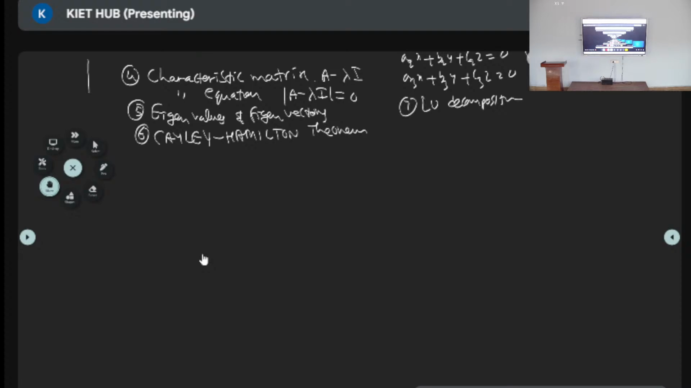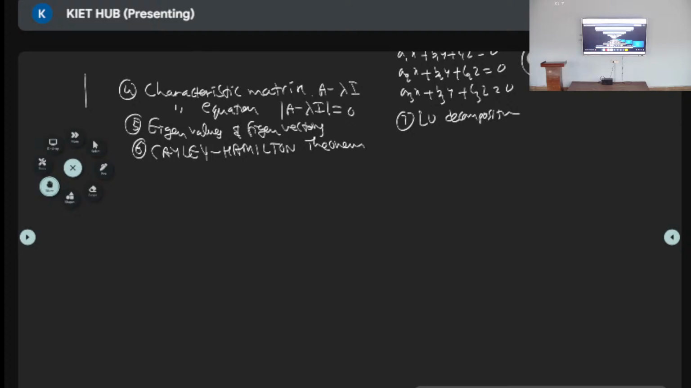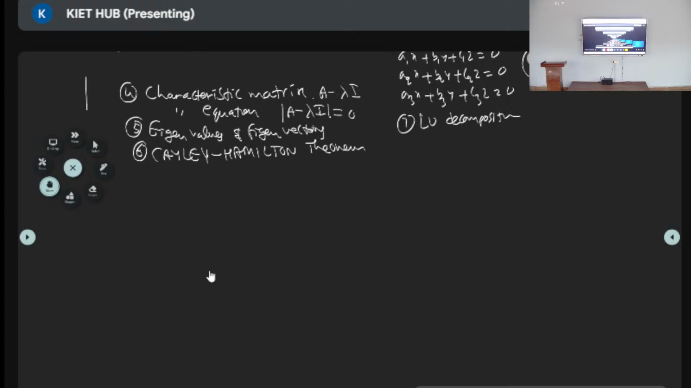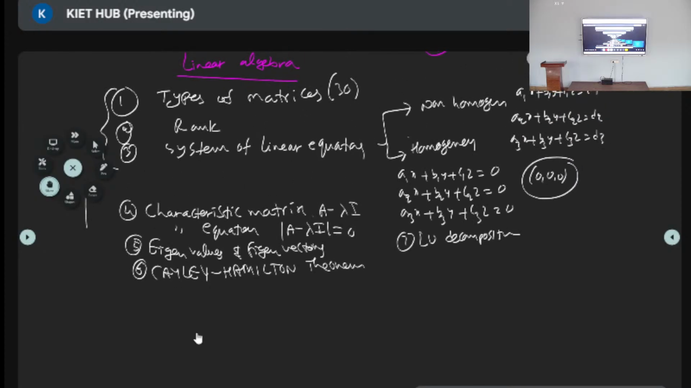All of you copied the syllabus? Just note down. This is our syllabus. Types of matrices, rank, system of linear equations, characteristic matrix, characteristic equation, eigenvalues and eigenvectors, Cayley-Hamilton theorem, LU decomposition. LU means what? L means lower triangular, U means upper triangular.